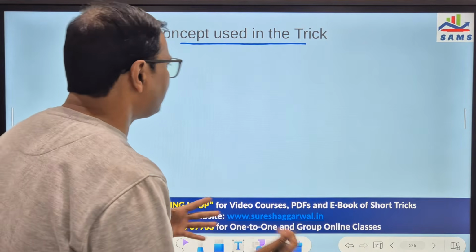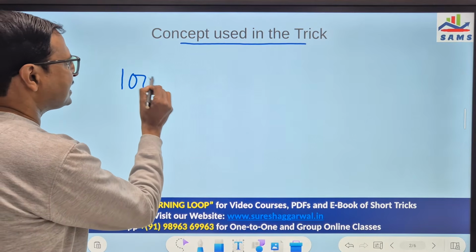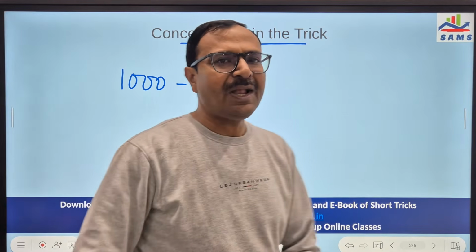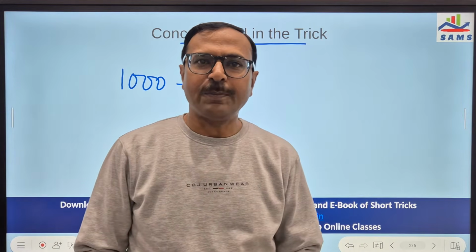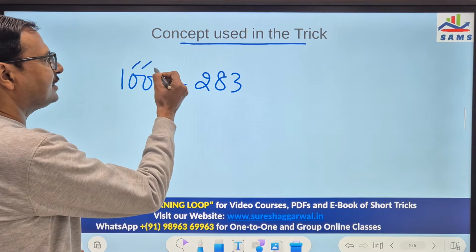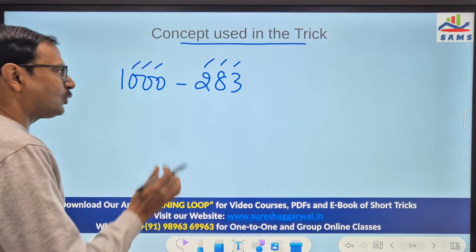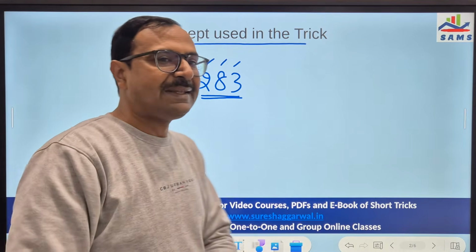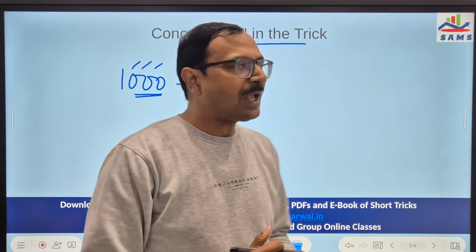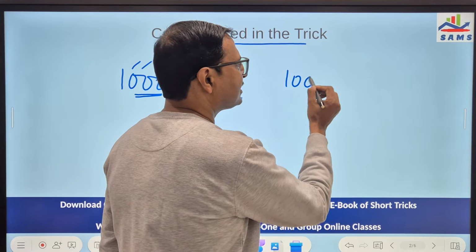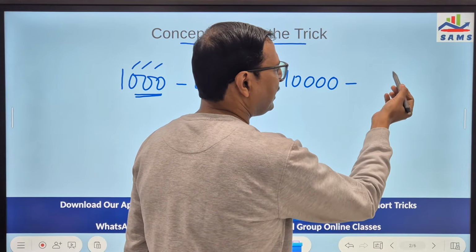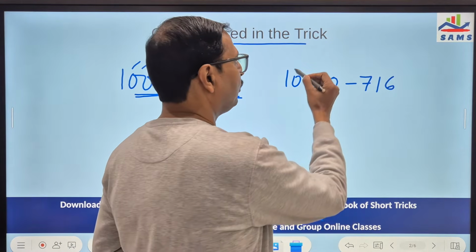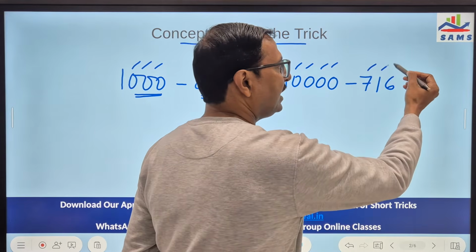For that, let me take a very simple example of subtracting, say, a number like 283 from 1000. Now, the first thing we have to observe here is we have 3 zeros here and 3 digits here. So whenever you have an equal number of zeros and digits in the second number, the situation is easier. And whenever you have a question like subtracting from 10,000 a 3-digit number like 716, here we have 4 zeros and only 3 digits.